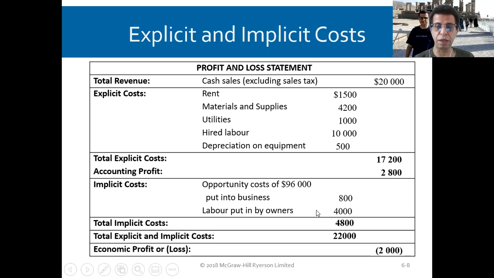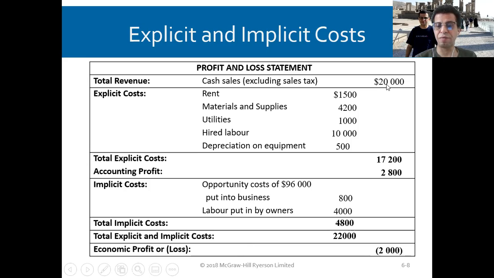And we said earlier that if you're an owner of the company and you work there and you don't take a salary, that's part of the implicit cost. So the total implicit cost is $4,800 plus the explicit cost, which is 1720.